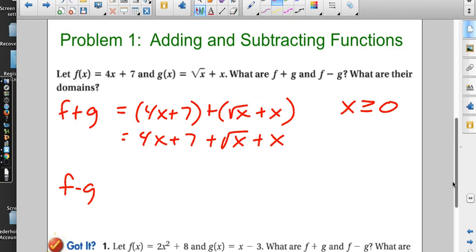And think, well, how do you add with functions? You just combine like terms. That's all you do. So I would have a 4x plus an x, which is a 5x. I have a 7, but I don't have any other constants. And I have a square root of x.